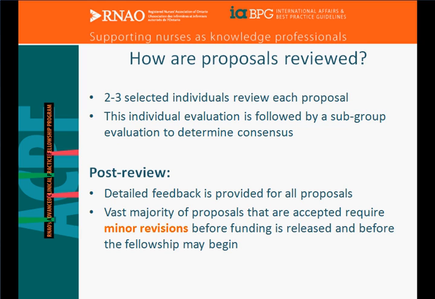So just to recap on how we review our proposals, each proposal goes to an external review committee and is reviewed by at least 2 to 3 individuals. The individual evaluation is followed by a subgroup evaluation to determine consensus, so that when we receive the final score of the proposal, everyone was in agreement.